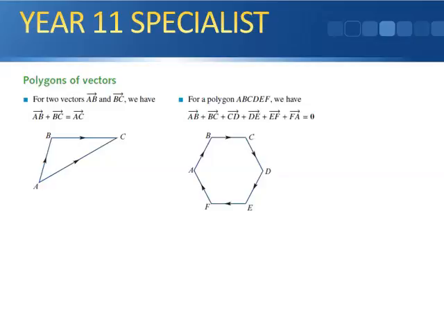Polygons of vectors. For two vectors AB and BC, we have A to B and then B to C gives us the result of A to C. And A to B, then B to C, C to D, D to E, E to F, and F to A gives us 0 because we're back to the starting point.